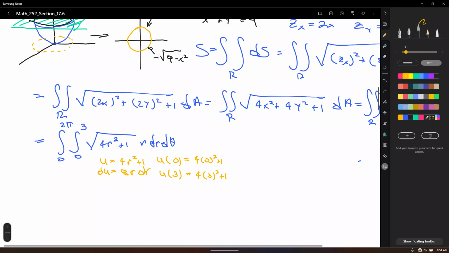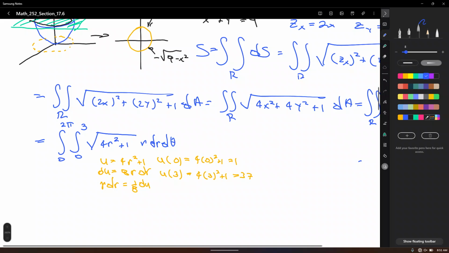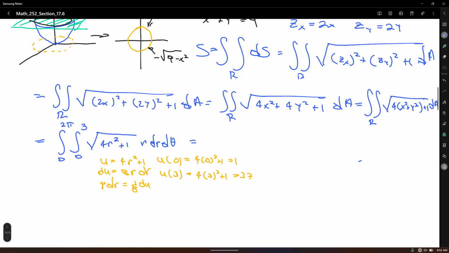Okay, so that's going to give us a 1. And that's 3 squared, which is 9 times 4. Isn't that 36? Plus 1 equals 37. Okay? Oh, we need this r dr equals 1/8 du. Alright, so this will be equal to, in the world of polar, the integral from 0 to 2 pi, and the integral from 1 to 37.